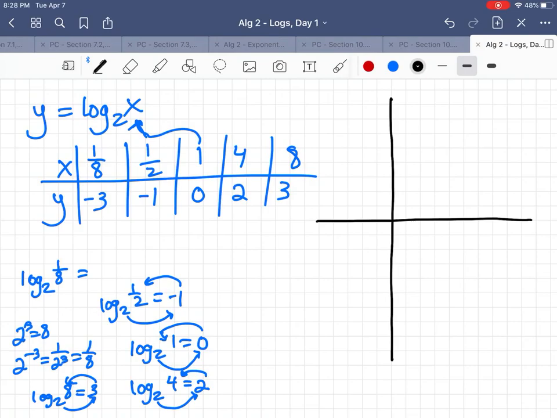All right, so I have 1/8 and negative 3. So 1/8 and negative 3, maybe about there. Then I have 1/2 and negative 1, maybe about there. Then I have 1 and 0. I have over 2 and up 1, 2, 3, 4. Oh, wait a minute. 2 to the 2, yeah, that's right. So over 2 and up 1, 2, 3, 4. Then I have over 3, 1, 2, 3, and up 8. All right.